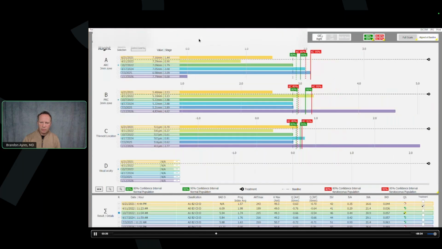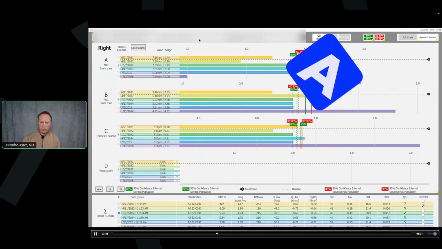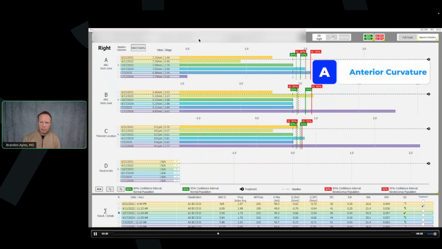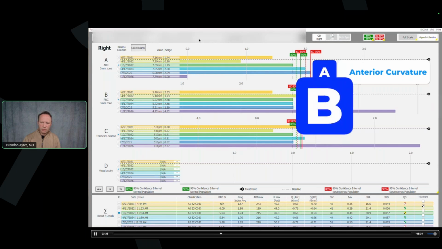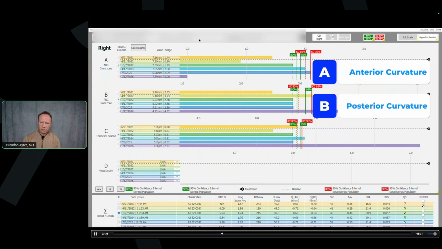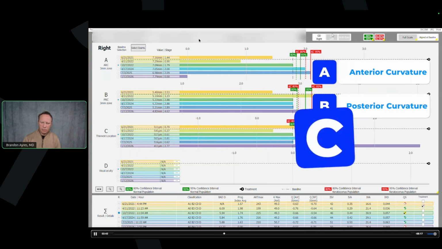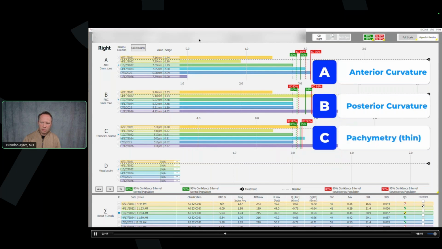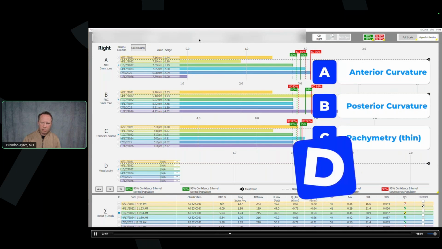Now what you're seeing is A is in the 3 millimeter zone, the curvature of the front of the cornea. So we always think A is anterior. B is the posterior zone. So B stands for back. So front of the cornea, back of the cornea. C is thinnest location. And that gets a little confusing sometimes because after we cross-link patients, sometimes their cornea does get a little bit thinner. And so you want to be a little bit careful how you interpret the thickness. And then D is visual acuity.